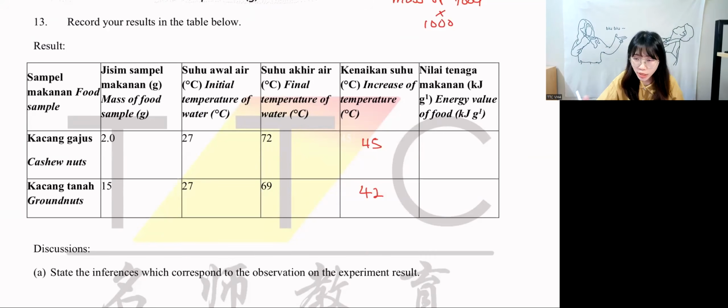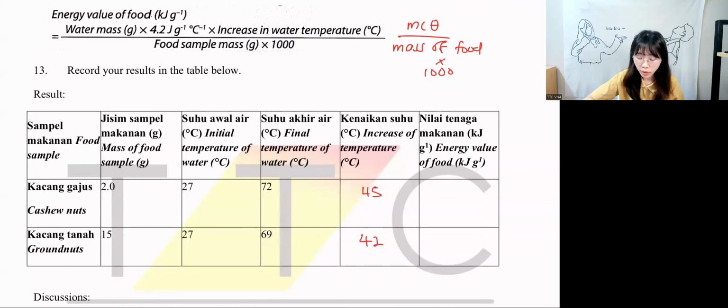So we do the energy value. If it's unguided, you don't have to draw the table. If it's guided, they give you a table. You just have to do the calculation. Remember, MC theta over mass of food times 1,000. Usually, we don't have to show the steps, just write the answer.